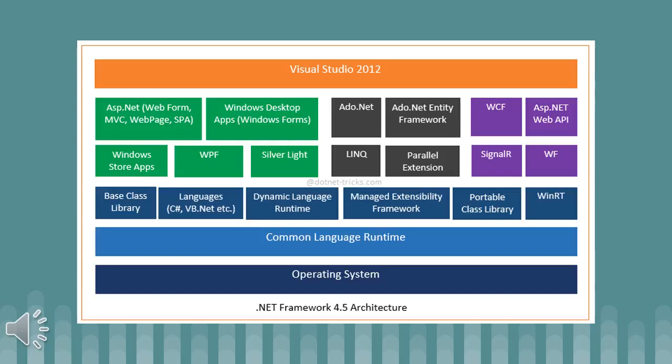SignalR. ASP.NET SignalR is a library that simplifies the process of adding real-time web functionality to applications. Real-time web functionality is the ability to have server code push content to connected clients instantly as it becomes available, rather than having the server wait for a client to request new data. WF. This is used to build process-oriented business workflow and rules engine.